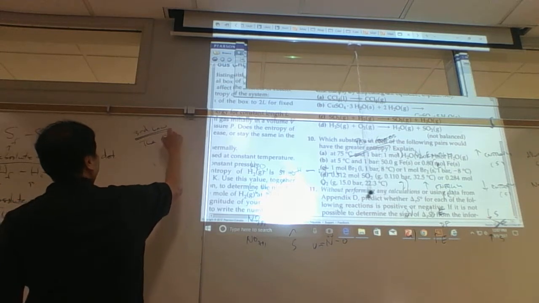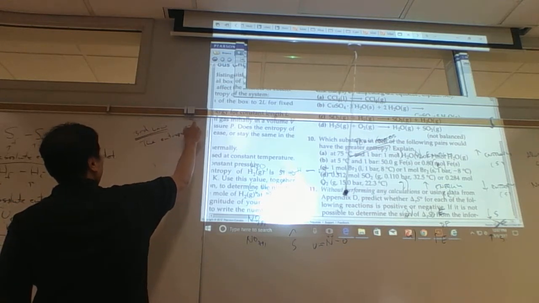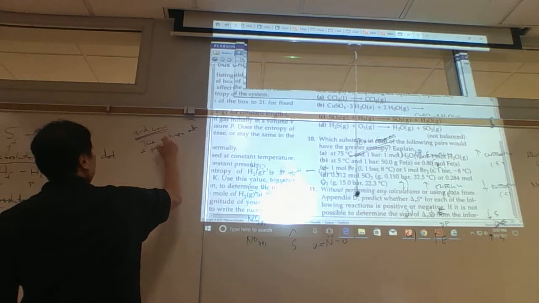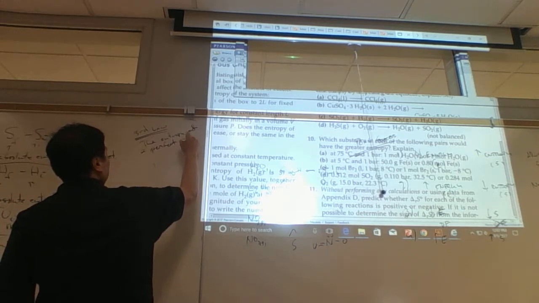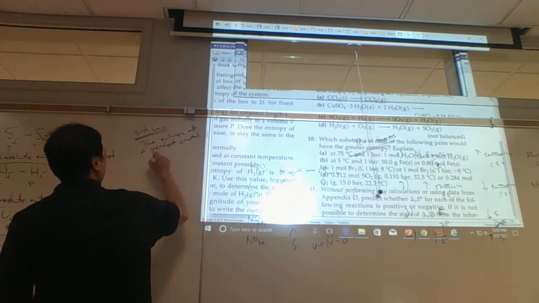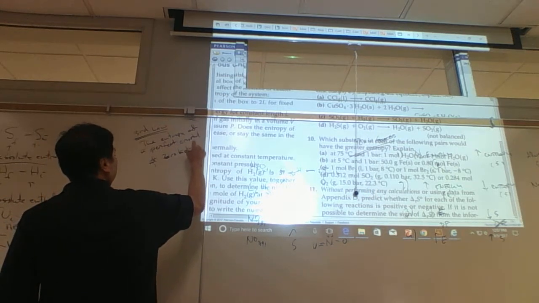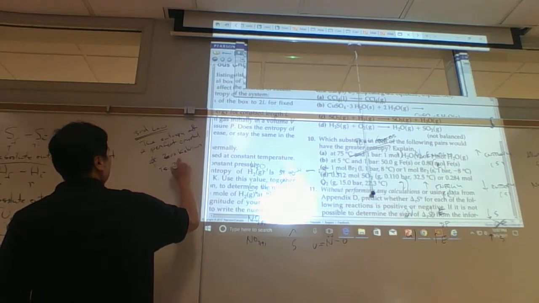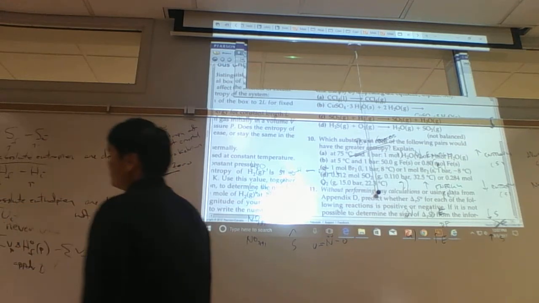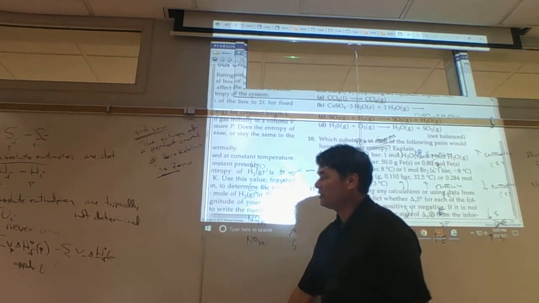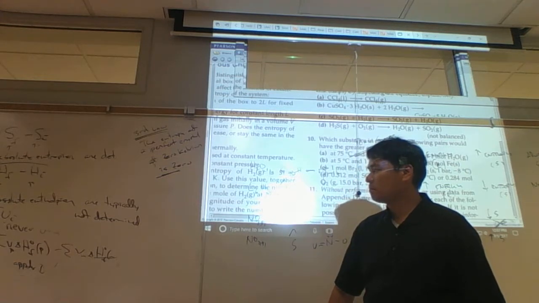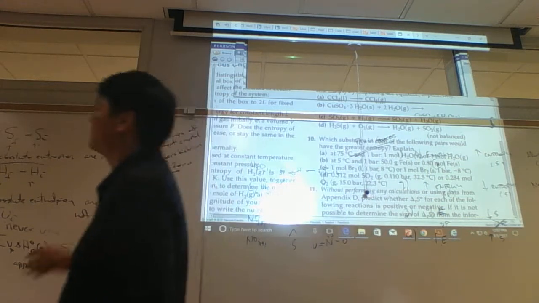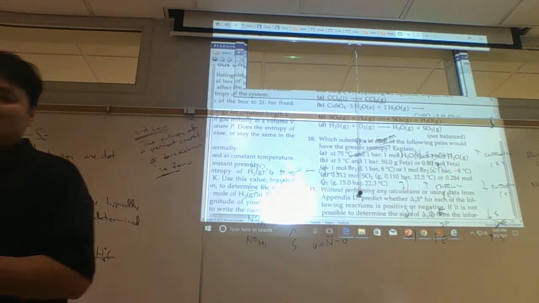The entropy of a perfect crystal at 0 Kelvin is 0. It has 0 entropy. And so something that has 0 entropy, there's no disorder basically, and there's only one way of arranging things. So we'll talk about this more next time, but I'm going to stop here.